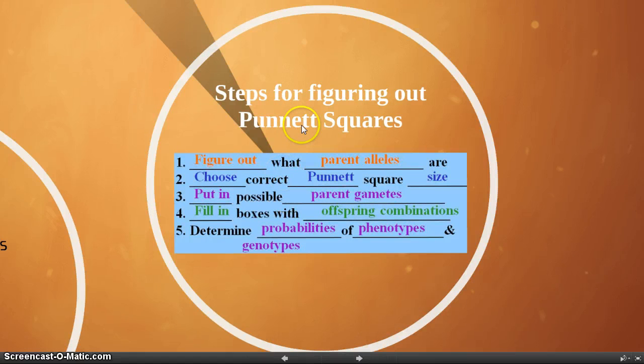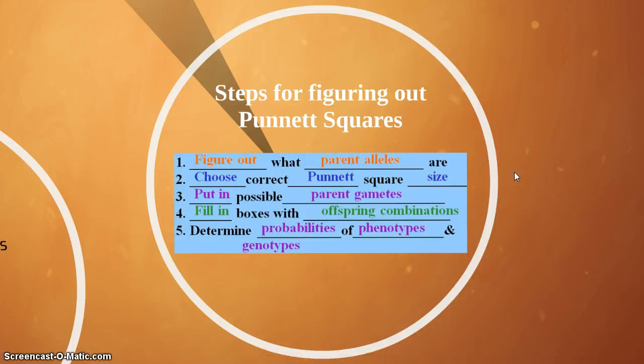All right, so remember, when we're going through and figuring out our Punnett squares, we need to first of all figure out what the parent alleles are. So you've got to figure out using that wording. If it tells you homozygous, what does that mean? Heterozygous, purebred, hybrid, you need to know what all those terms mean so you can figure out the parent alleles. If you can't do that, you can't do anything else. That needs to be a priority.